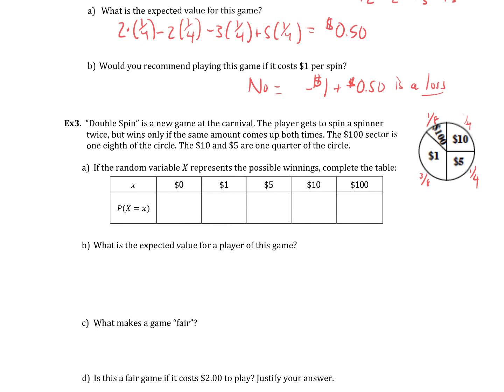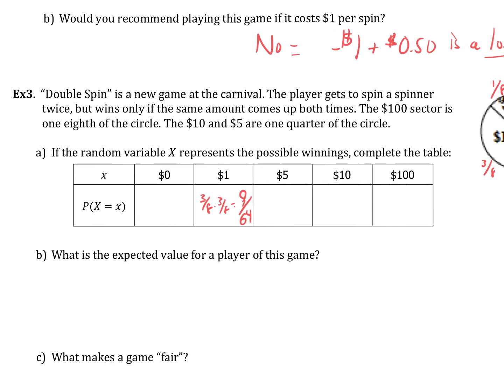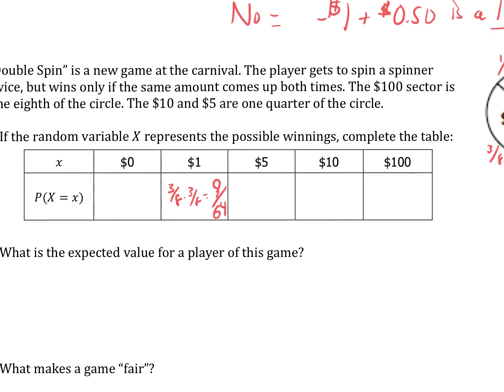The probability of getting 1, you have to get the same thing twice, right? So you'd have to get 3/8 times 3/8 for that, which would be 9 out of 64. I can kind of square these in my head. I'm running out of space already. Actually, if I make this bigger. This one's 9 out of 64.